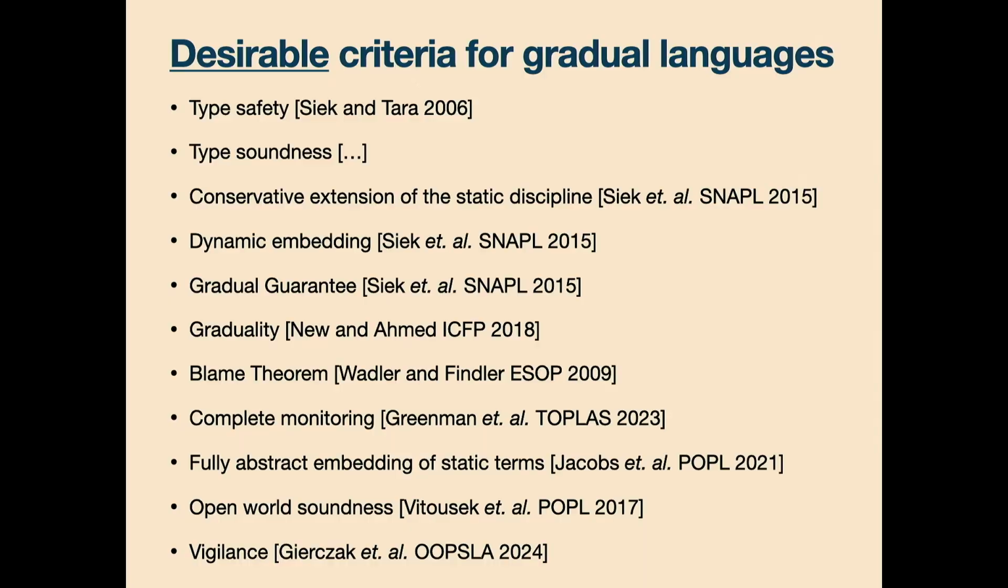So the first thing we did was check all the desirable criteria for gradual languages that are in the literature. There are a lot of properties. Of course, this is not a mandatory list. These are desirable, so it's a list of criteria. We're going to explore two of them that have to do with dynamic embedding programs.